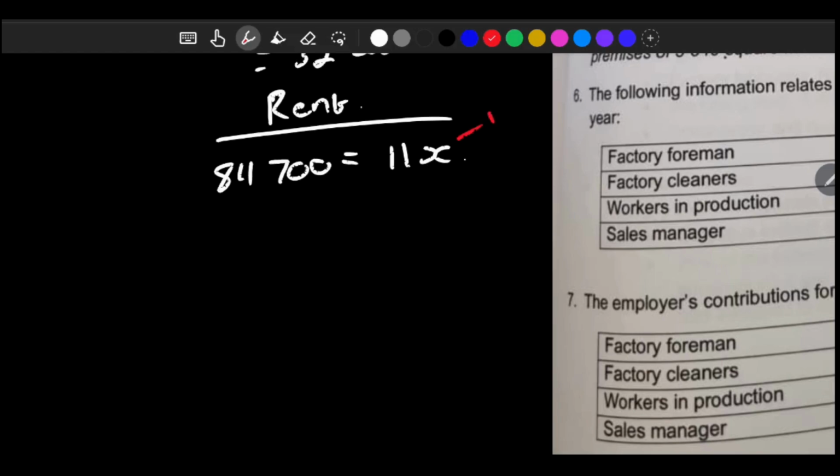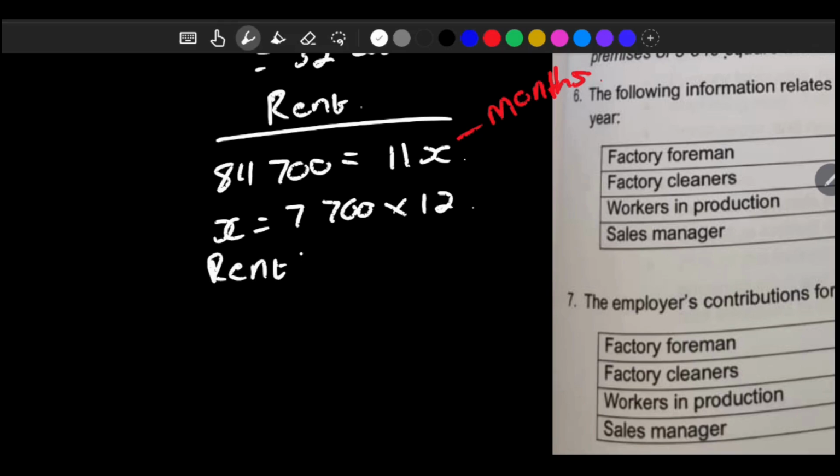X means months, right? You can use Y, you can use G. Doesn't matter whichever letter you use. This is not maths, but it will help you. So you're going to divide both sides by 11 to give you rent for 1 month of 7,700. Then you're going to multiply this by 12 because you're looking for a full financial year, and it will give you rent for the financial year of 92,400, right? But we're not done.